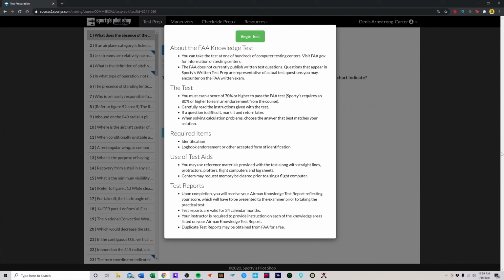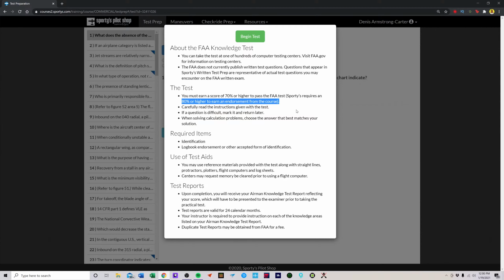So I'm going to be doing a written test, guys. We'll see what I get. My last score I got a 78, so we'll see if we can get higher than a 78 today, maybe an 80 or 90, because we need an 80. It says we need an 80% or higher to receive an endorsement from the course.